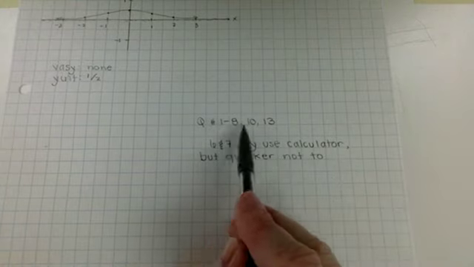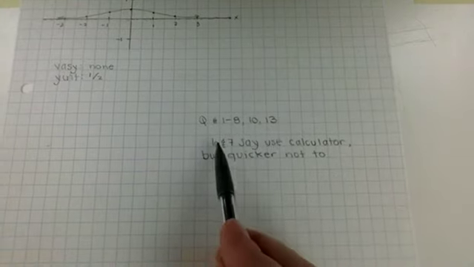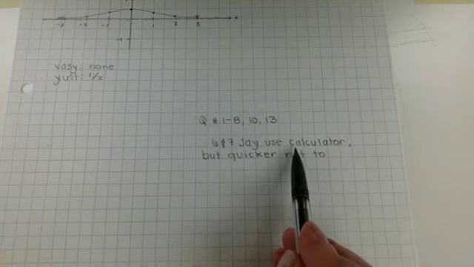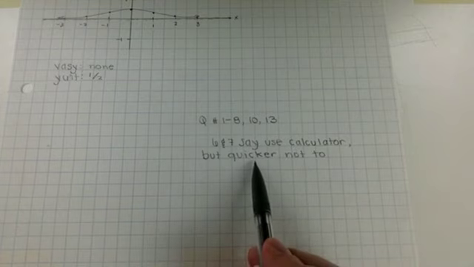You're going to do questions 1 to 8, 10, and 13. On 6 and 7 it says use the calculator, but it is quicker not to.